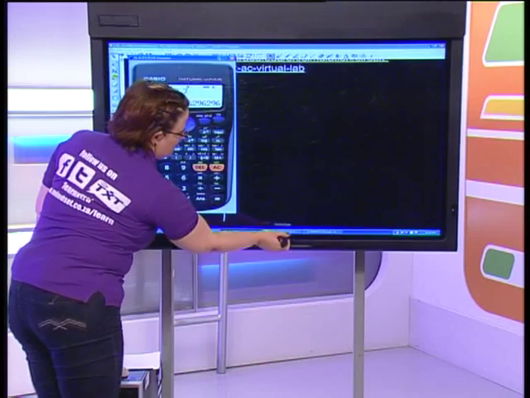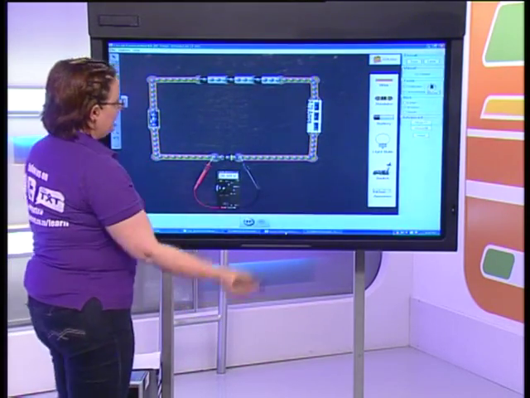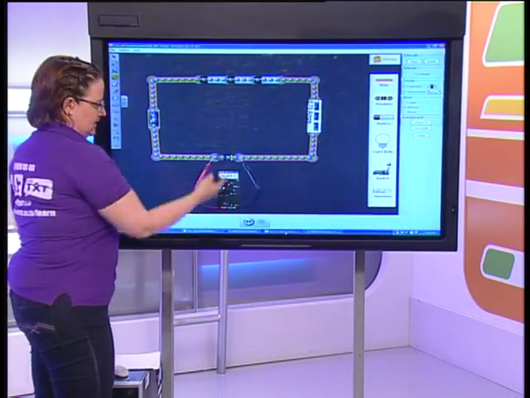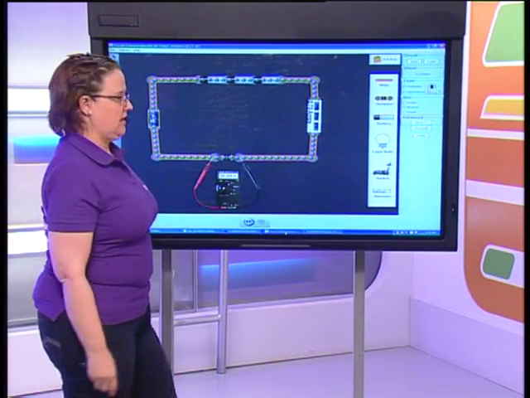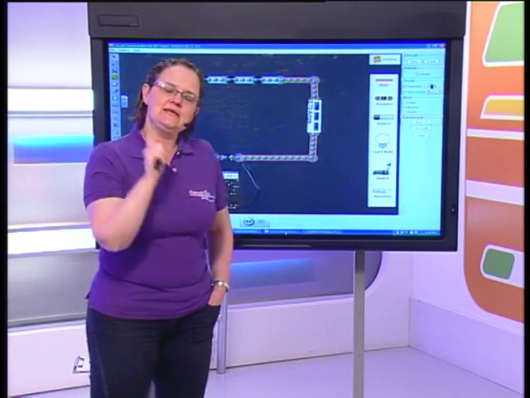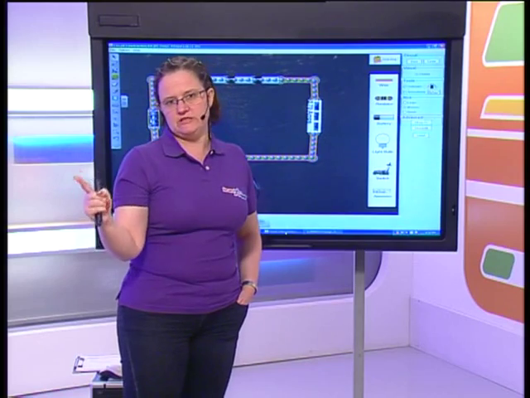I can only give an answer to 2 decimal places because if I go back to my circuit, my most accurate reading is 2 decimal places from my voltmeter and my ammeter. I cannot give an answer to more than 2 decimal places because my meters don't go beyond 2 decimal places.